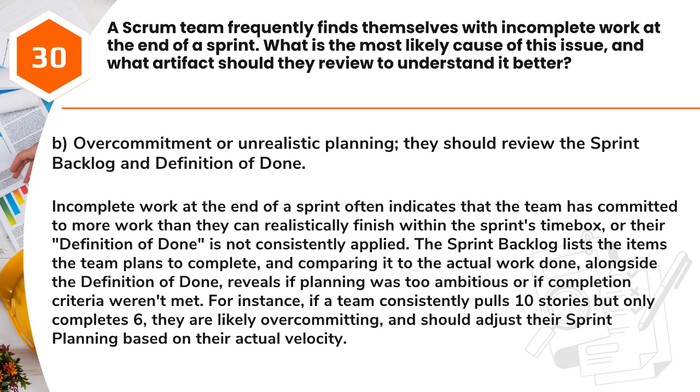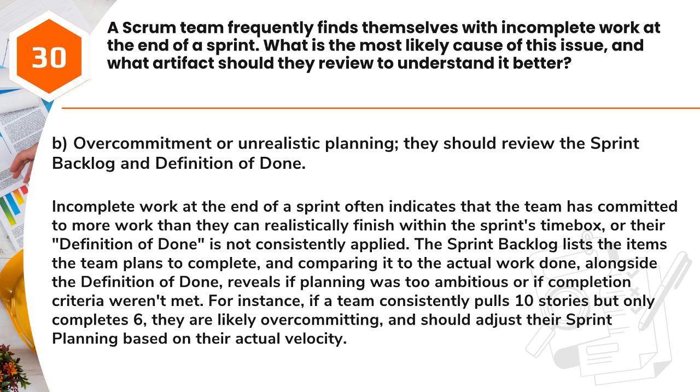Answer: B. Overcommitment or unrealistic planning, they should review the sprint backlog and definition of done. Incomplete work at the end of a sprint often indicates that the team has committed to more work than they can realistically finish within the sprint's time box, or their definition of done is not consistently applied. The sprint backlog lists the items the team plans to complete, and comparing it to the actual work done, alongside the definition of done, reveals if planning was too ambitious or if completion criteria weren't met.